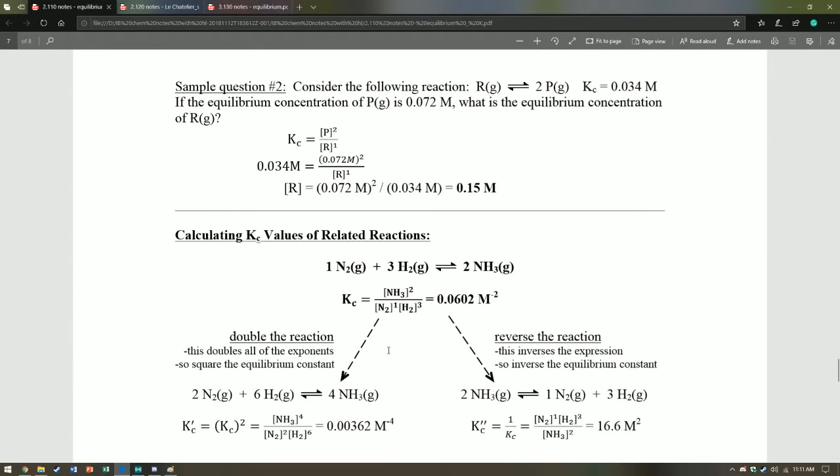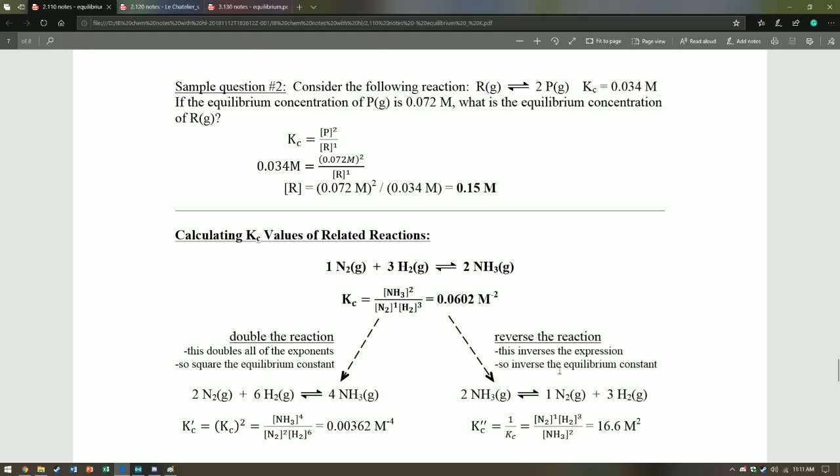If you double the coefficients, you square Kc. If you multiply by some constant, you raise Kc to that nth power. The reason that works is because if you double these coefficients here, so 4 is 2 times 2, 2 is 1 times 2, and H2 is 3 times 2 for this equilibrium here, since you doubled those coefficients, you can factor out the 2, and you get Kc squared.